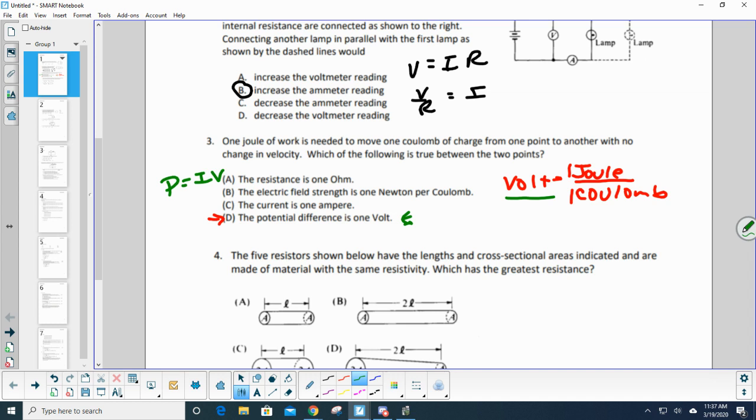Does it really mention power at all? That's what I'm saying. I don't think I see anything about power. Now we have 1 joule. All it mentions is your 1 joule of work and your 1 coulomb of charge. Right, and what's the unit for power?